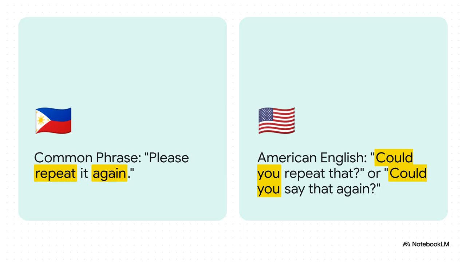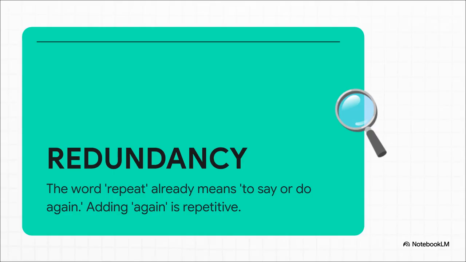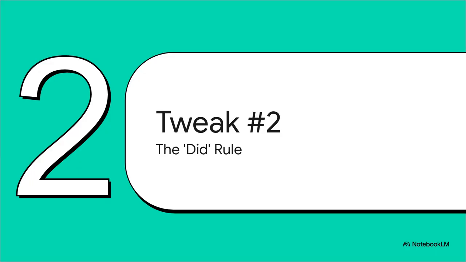So why is that? It actually comes down to a really simple concept. It's all about this idea of redundancy. See, the word repeat by itself already means to say or do something again. So when you add again at the end, it's kind of like saying, please say it again. Just by dropping that one extra word, your request becomes tighter, more direct. It's a small change, but it has a really big impact. Awesome. Let's move on to our second tweak.